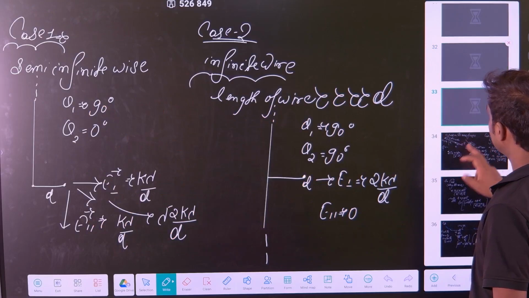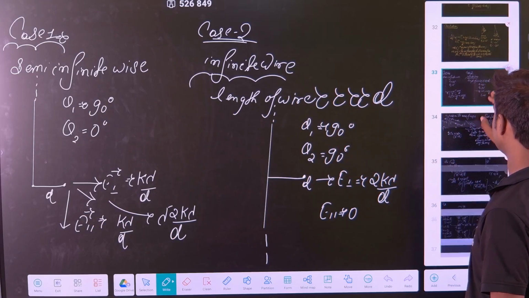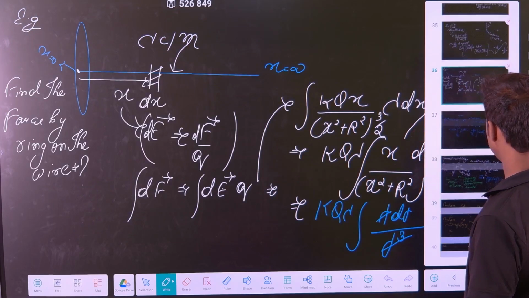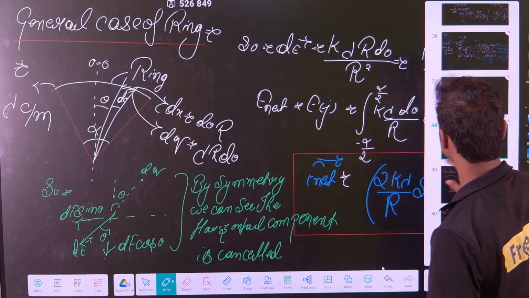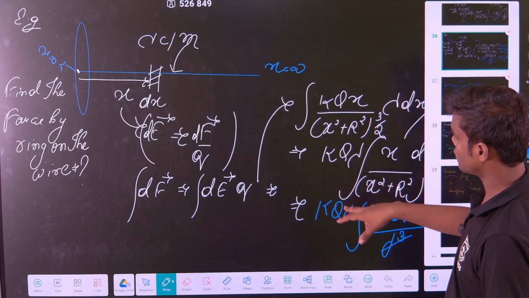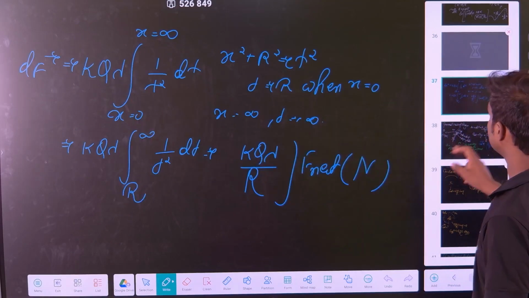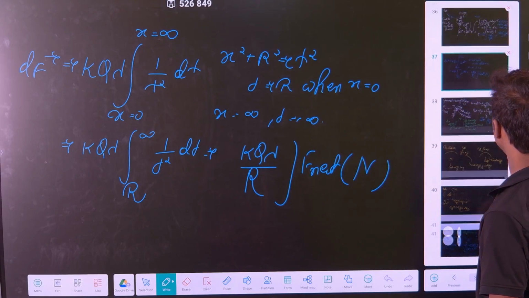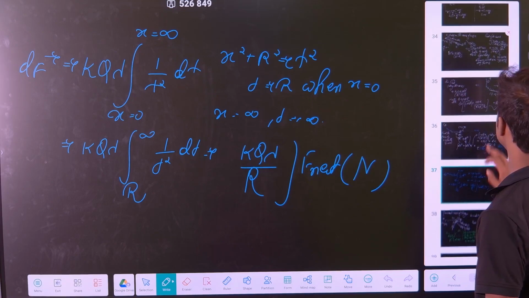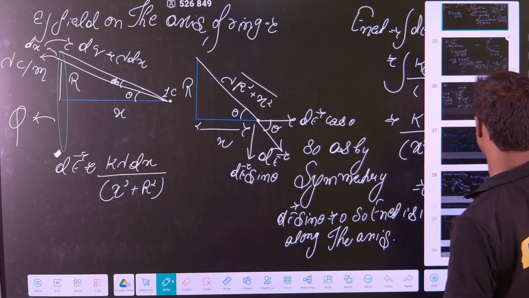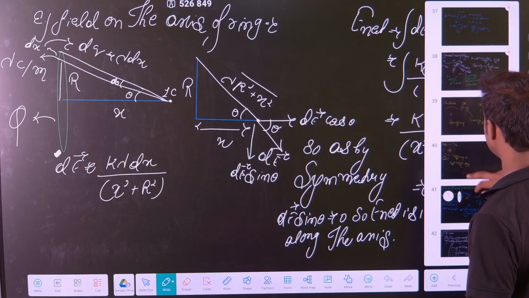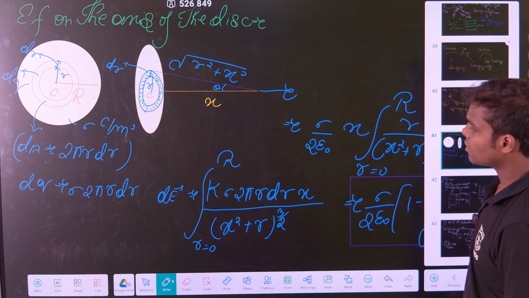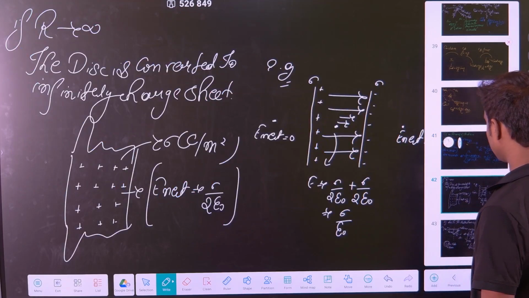Similarly, then we go for the semi-infinite case, and the infinite case. Then after that, we have seen the ring, the general case of a ring, and we have also seen the formula for the ring. That is the electric field we have seen for the ring. Then we have seen the general case. After that we went to the disk. This is the disk which we have seen. Then the infinite sheet, and last we have seen the hollow hemisphere.